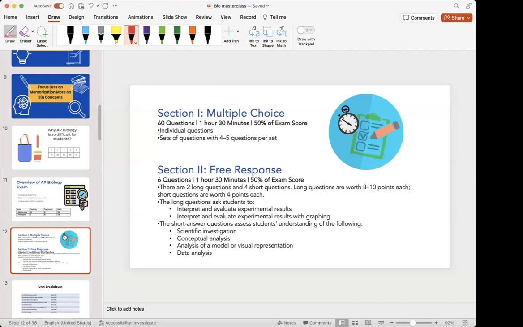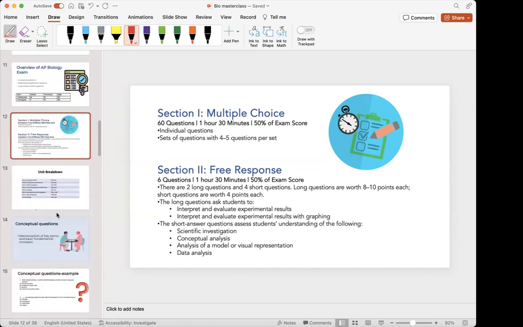Same thing with the short answer questions: conceptual analysis, looking at models, data analysis. A lot of the times they'll give you really big diagrams that they'll ask you to analyze. So prepping for those as soon as possible is going to be good to build those skills.